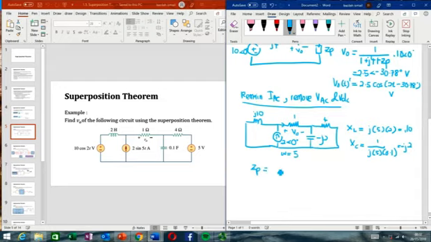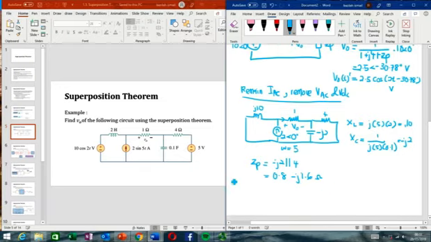So Z parallel is negative j2 parallel with 4. So 4 parallel with negative 2j, and the answer is 4.8 minus 1.6. Right, and now the circuit has been simplified. This is Z parallel, this is 1 and this is j10. So we can calculate the current here, IA.